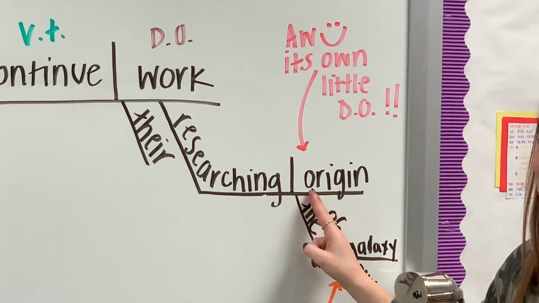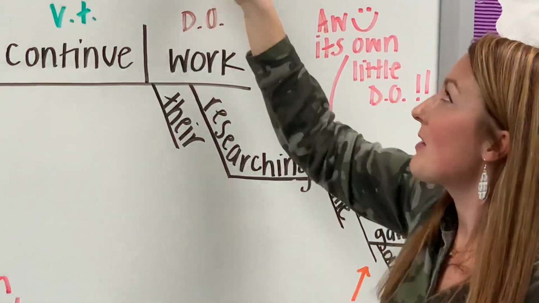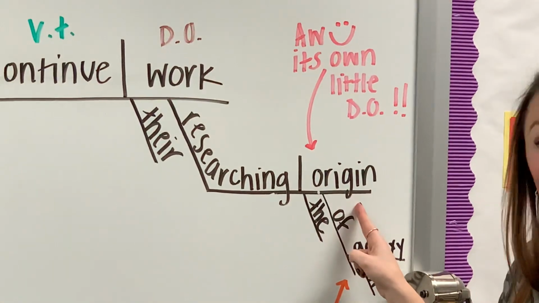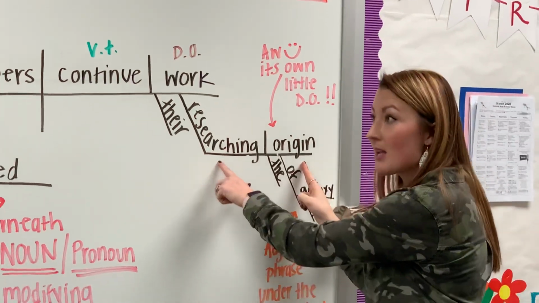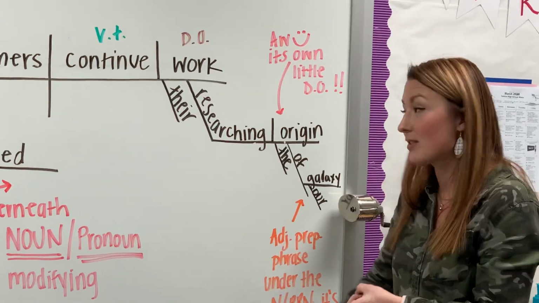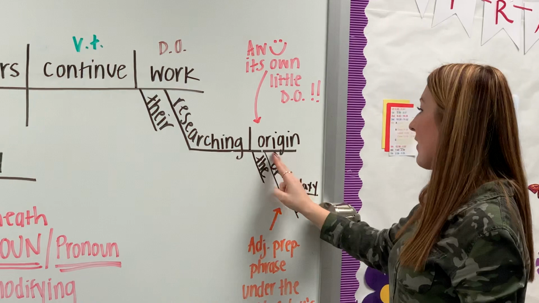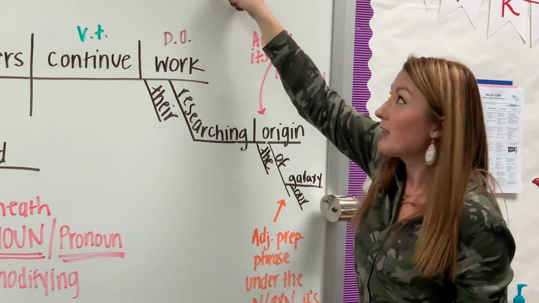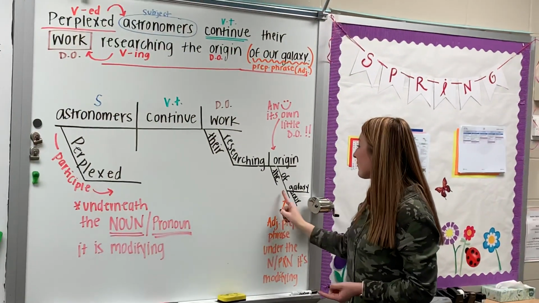But then look at this. Researching who? Researching what? Researching the origin. This too gets its own little mini direct object, just like infinitives had their own mini direct objects. Well, because this is verb based, you look for the who or the what questions. You look for direct objects. So you're usually going to have a VT or VI verb here. Then here you have this prepositional phrase. It's starting with of. It's immediately following a noun. This right here is an adjectival prepositional phrase.